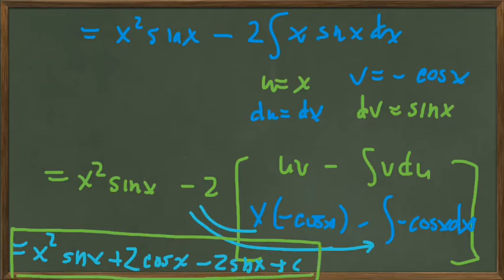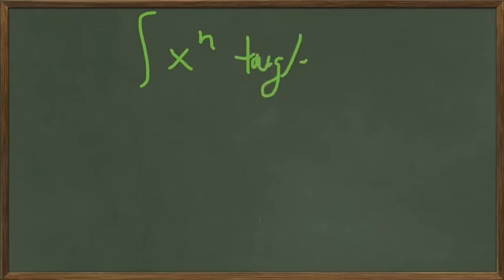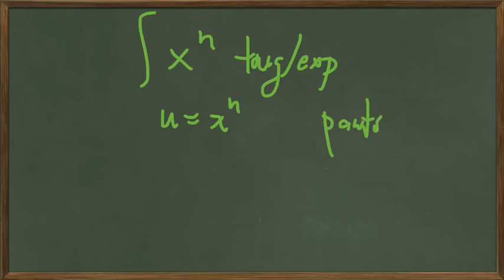It's the same formula, integration by parts, but we had to do it in 2 steps. We can actually generalize and say that if we have the integral of x to the n times a trig or an exponential function, we're still going to let u equal the polynomial part, but we're going to have to do parts n times.